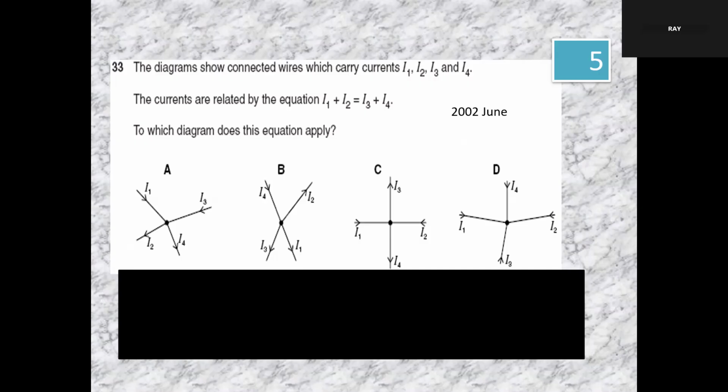Yep. Why take so long? I will. What's the answer? I think it's C.